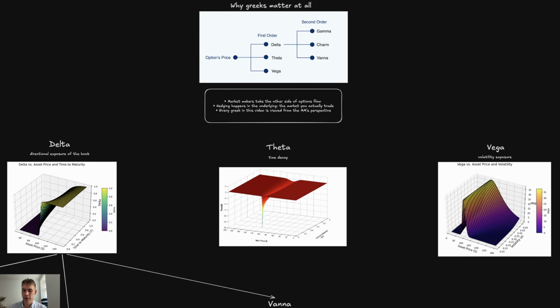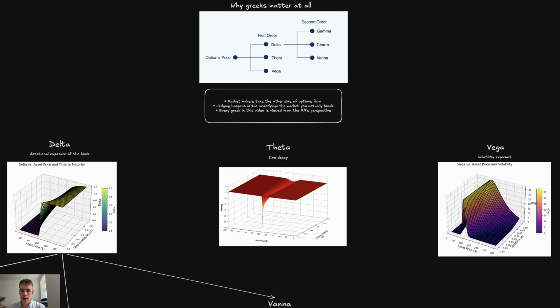You have to understand that delta on its own is static. It tells the dealer what to hold right now. It does not really generate flow by itself. Of course, you can look at delta exposure intraday. You can observe cumulative delta, cumulative delta flow. But the flow comes from whatever forces delta to change, from the second order Greeks.